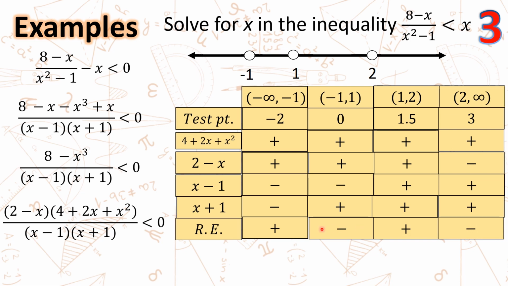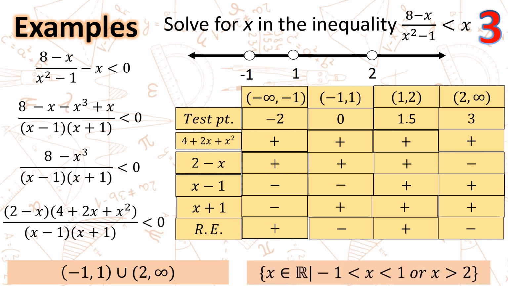Since the rational inequality is less than 0, we'll have the interval for which the rational expression has negative sign. Therefore, the solution is the interval negative 1 to 1 union 2 to positive infinity. And in set builder notation, this is x element of real numbers such that x is greater than negative 1 but less than 1, or x is greater than 2. That is all.